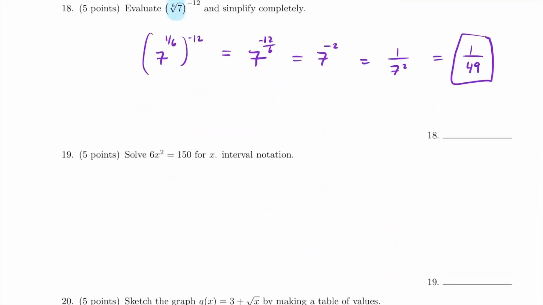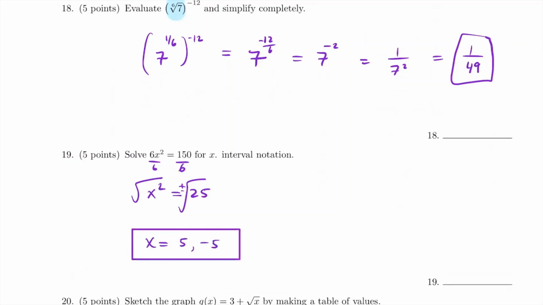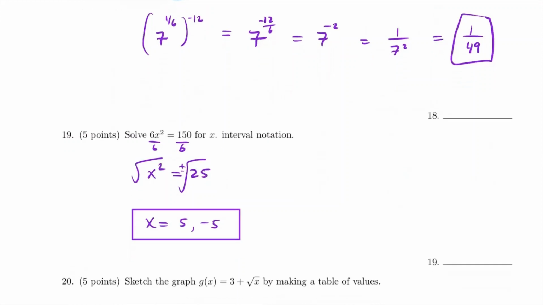We're solving this equation. So I'm going to go ahead and divide both sides by 6. So 150 divided by 6, that'll give you 25. And then square root both sides. So you'll have plus and minus. x is equal to plus 5 and minus 5. So these are the two values for this equation. Another quadratic, so we get two sets of solutions.